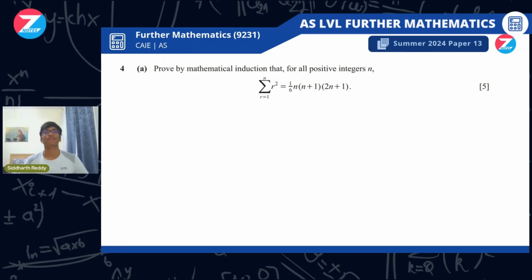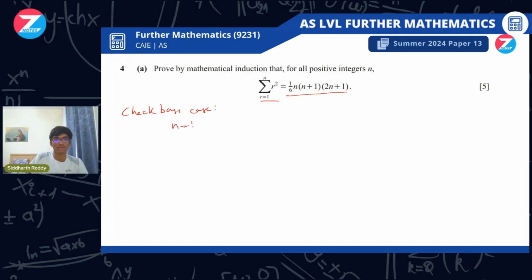Okay. Prove by mathematical induction that for all positive integers n, the sum of r square from 1 to n is equal to 1 by 6 n into n plus 1 into 2n plus 1. Okay. So for proof by mathematical induction, it's always the same format. So you have to check the base case. Base case means the lowest value n can take, which is 1. So you have to try for 1.